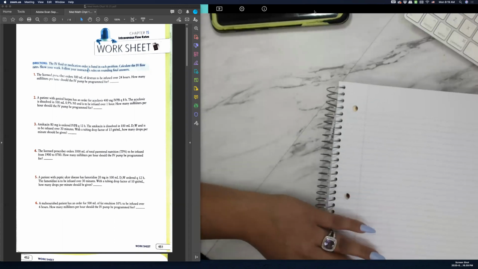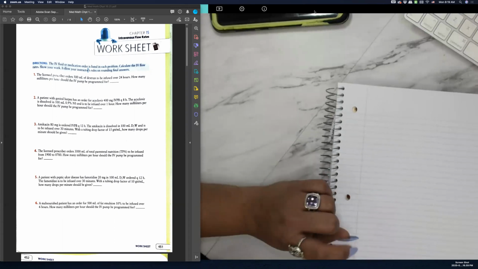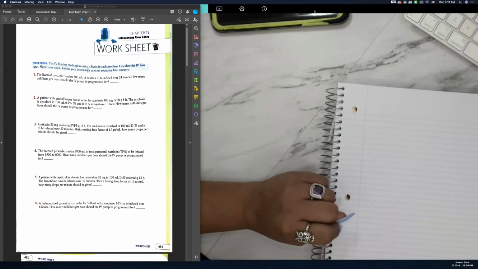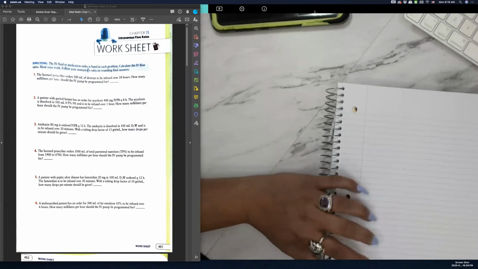Okay. Chapter 15, worksheet, page 451, problem 1. The licensed prescriber orders 500 milliliters of dextran to be infused over 24 hours. How many milliliters per hour should the IV pump be programmed for?